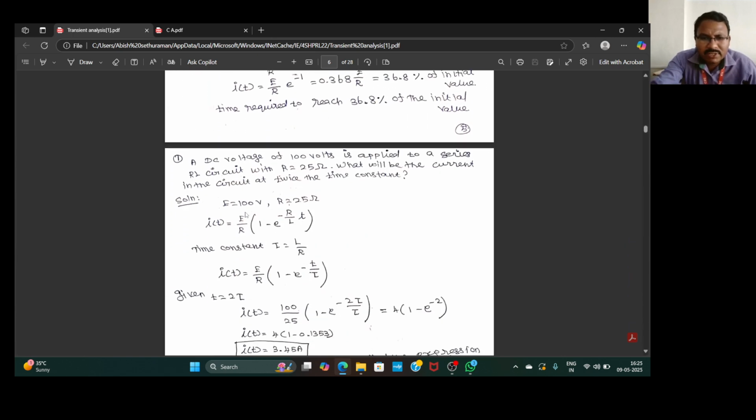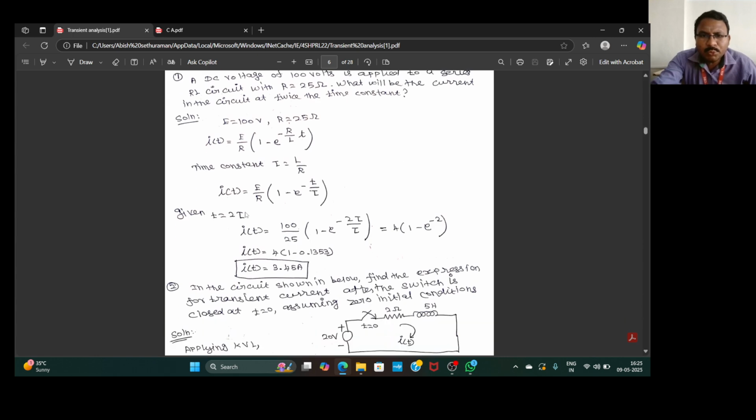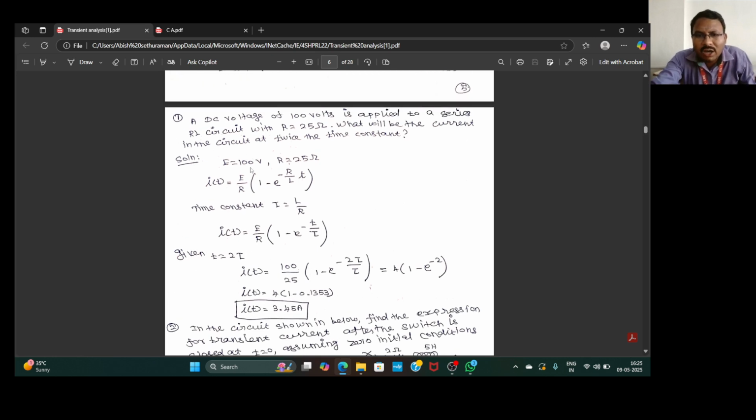So based on that, we will see the problem. A DC voltage of 100 volts is applied to a series RL circuit with R equal to 25 ohm.